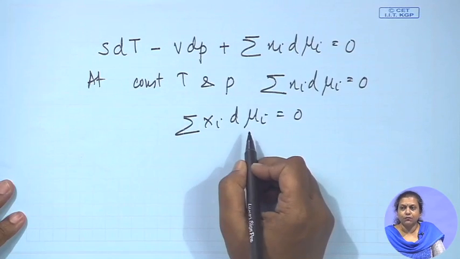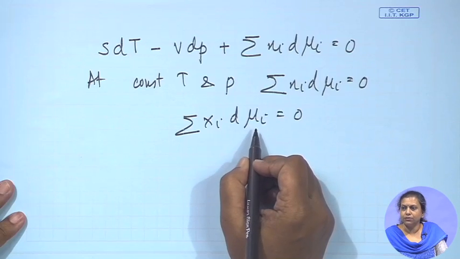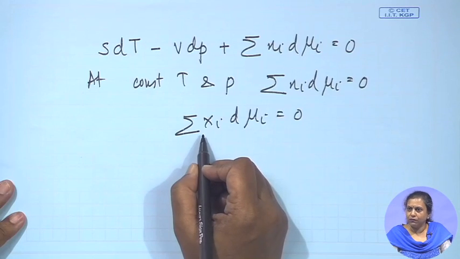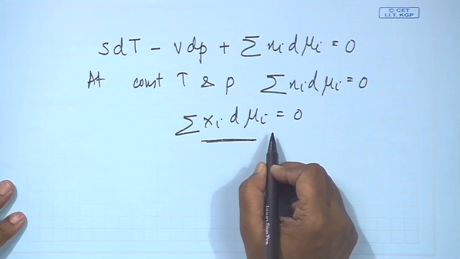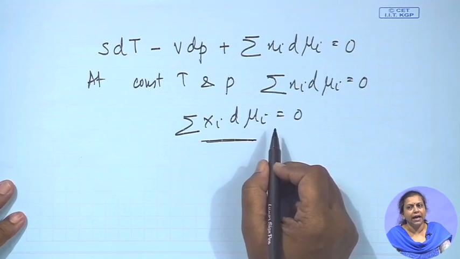The importance of this equation can be immediately understood. If we know the composition of the mixture, and if we know the chemical potential of n minus 1 components, we can use this equation to find the chemical potential of the nth component.